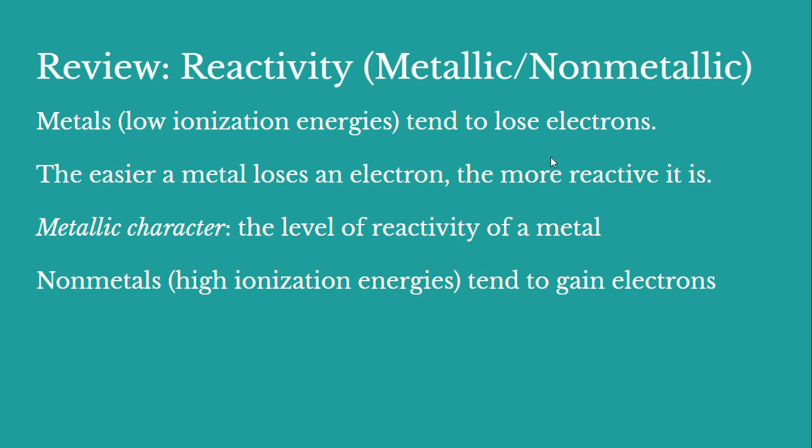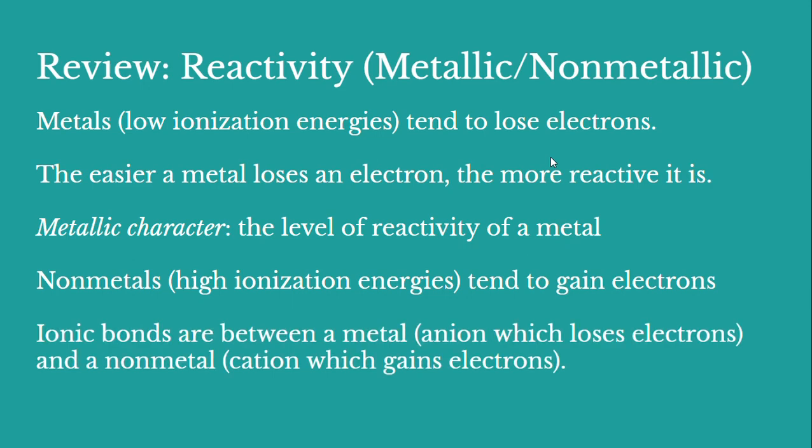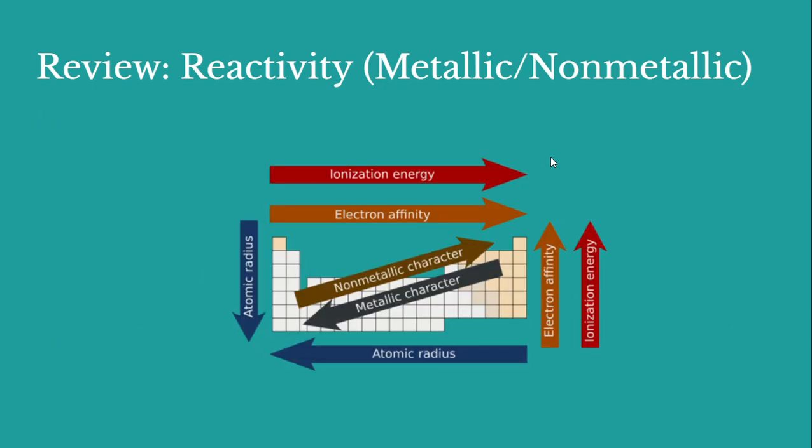Nonmetals, on the other hand, tend to gain electrons, which is why they have high ionization energies. This is why ionic bonds are typically between metals and nonmetals, because metals tend to form cations and nonmetals tend to form anions. Here are the periodic trends again.